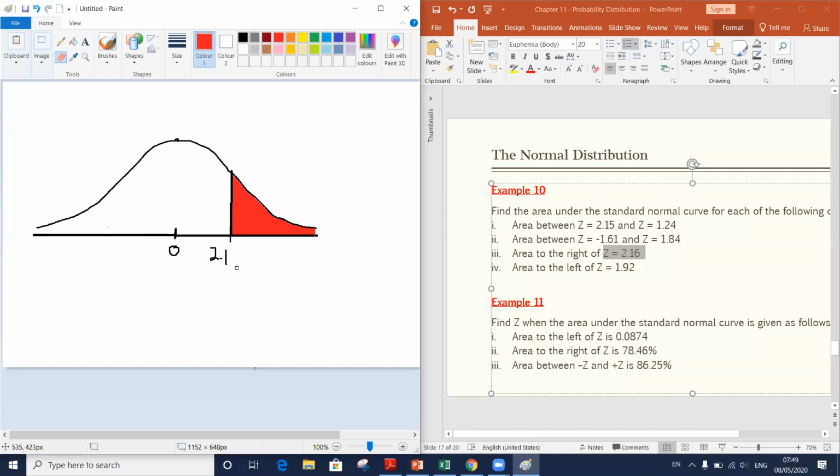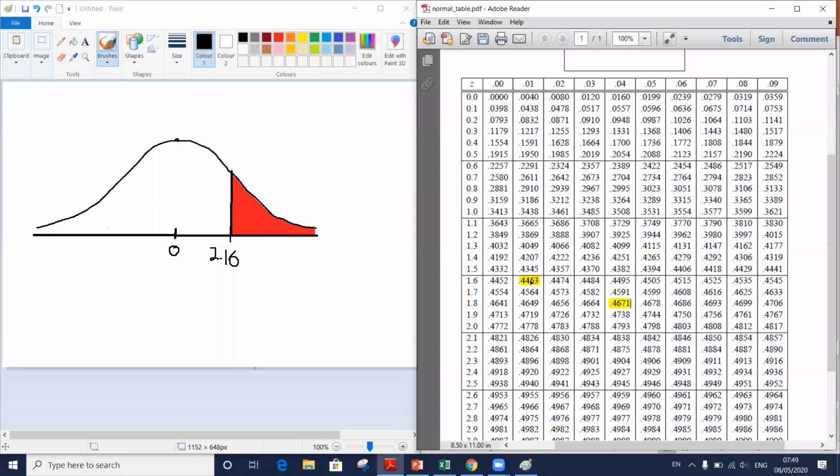Right, 2.16. So the z value provided to us is 2.16. So if we go through this chart or this z table, what is the value? If we find the z value related to 2.16, right?